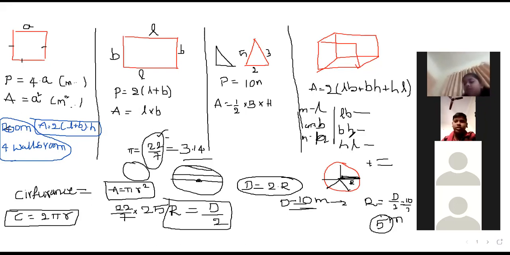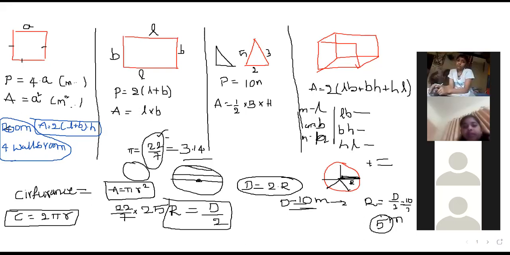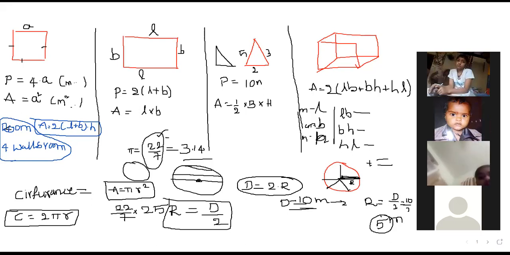Sir, I have one doubt, sir, the fourth one. I will send it as a photo. Option number four is the correct one. That is another figure, rhombus.